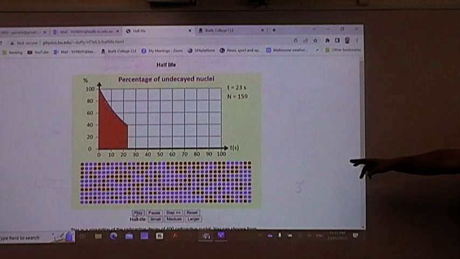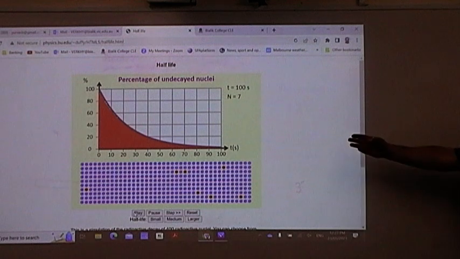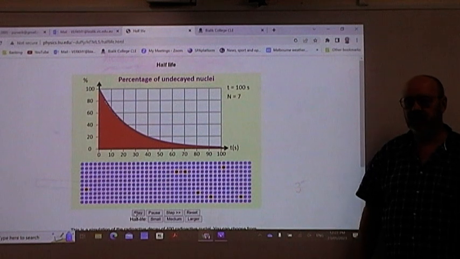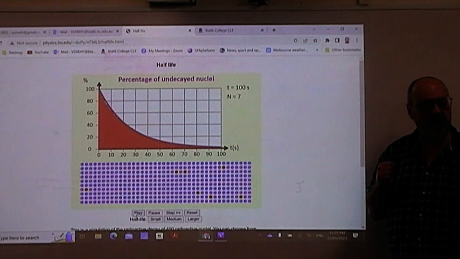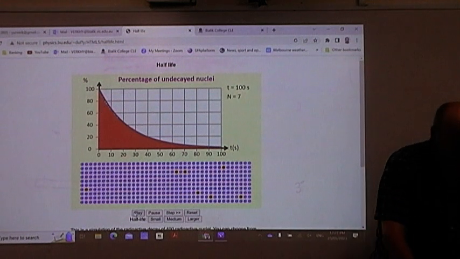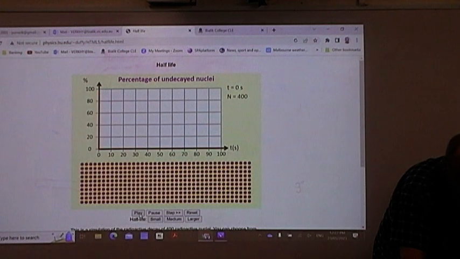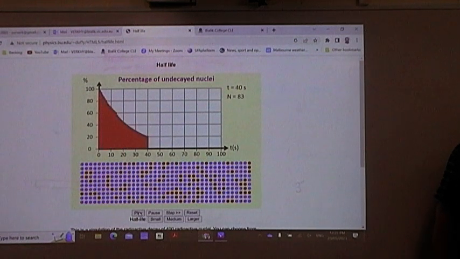And as you can see, red is undecayed, blue is decayed. So as time goes by, we have eventually, because we measure only 400 seconds, 7 left undecayed. And if we take the same material and again measure how it will be decaying, we will not get exactly the same array of decay.